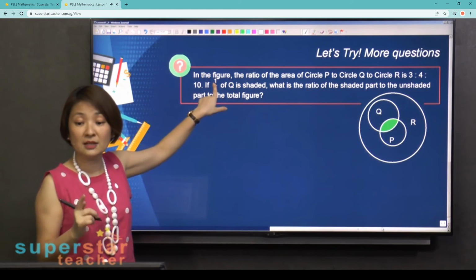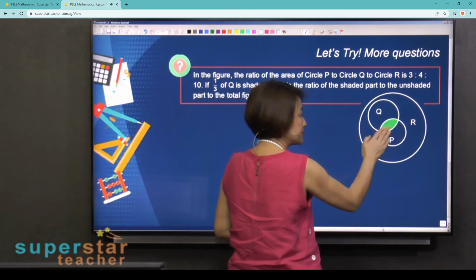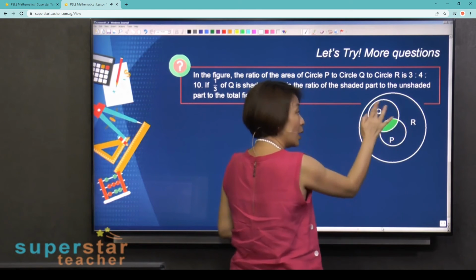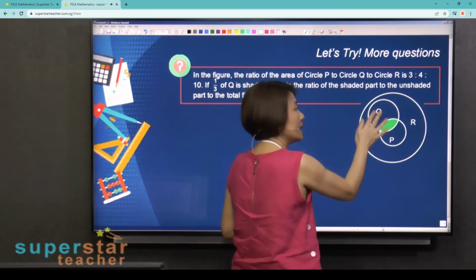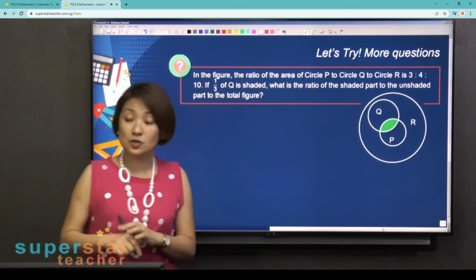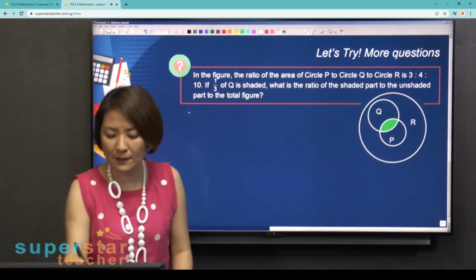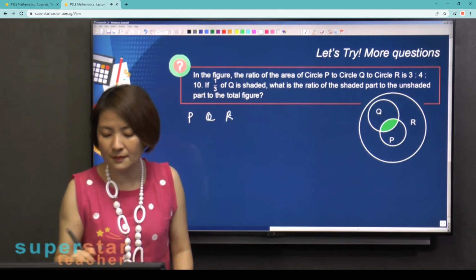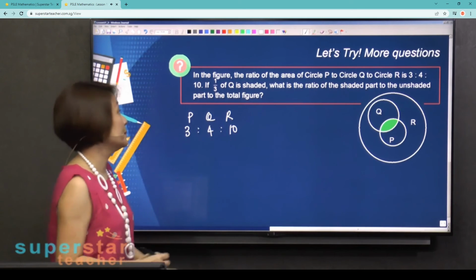So they say in the figure, the ratio of the area of circle P is here. The area of circle P is this whole thing, to circle Q, which is this whole thing, oh, there's an overlap. Okay, and circle R is this whole thing. P and Q are inside R. So these are things that you have to be very clear about. It doesn't matter. I'll just write P, Q, and R, 3:4:10.